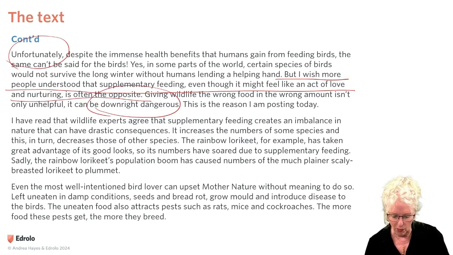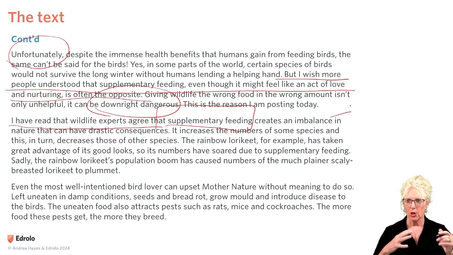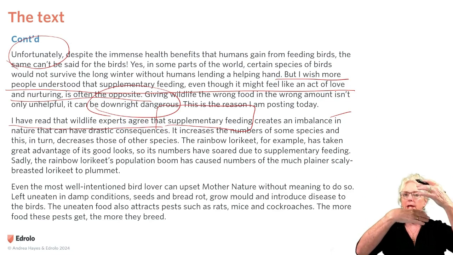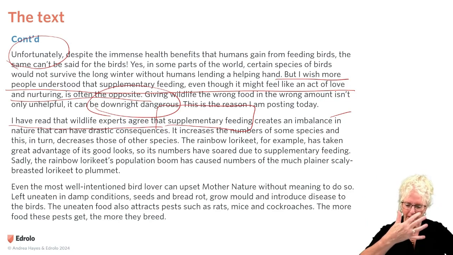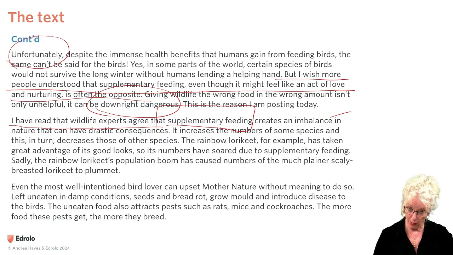I have read wildlife experts. Supplementary feeding, here is the term, creates an imbalance with nature and it can have drastic consequences. So she's gone from the dilemma, that's how she started, and then personal examples, and now to, unfortunately, this is what happens. So we have this, this is, don't do it.